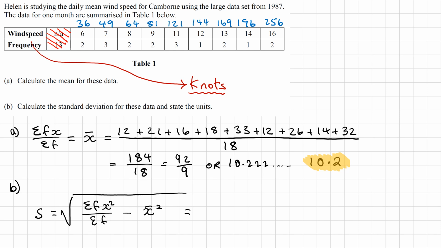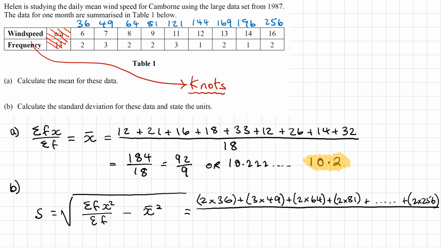So it's going to be my frequencies times those x squared. So 2 times 36, 3 times 49, plus 2 times 64 and so on. So I'll just write that down. Because I haven't got enough space, I've just left out some of the in-between working, but I'll do that all on my calculator in a moment.